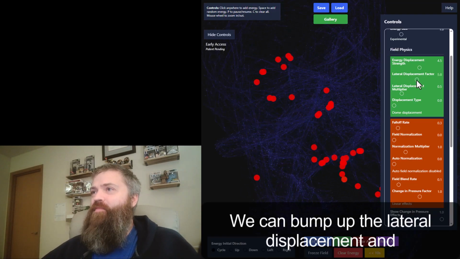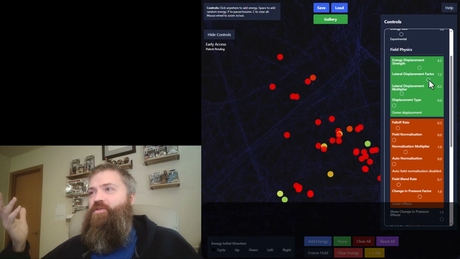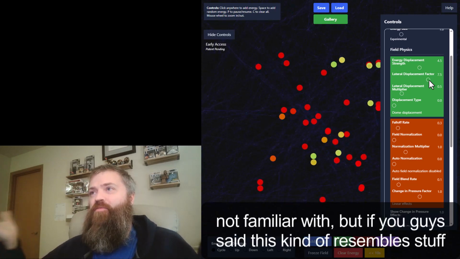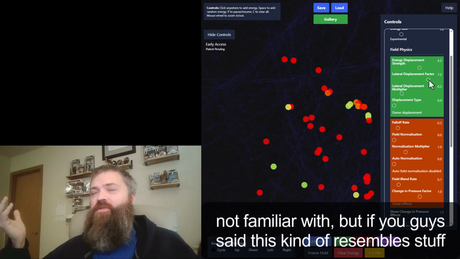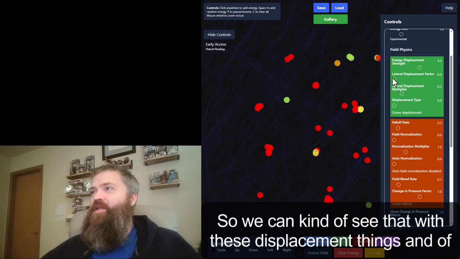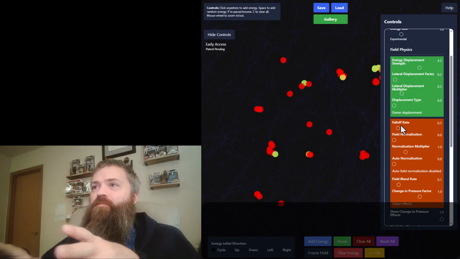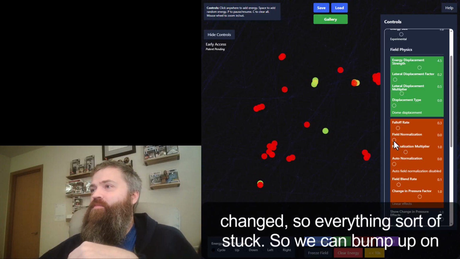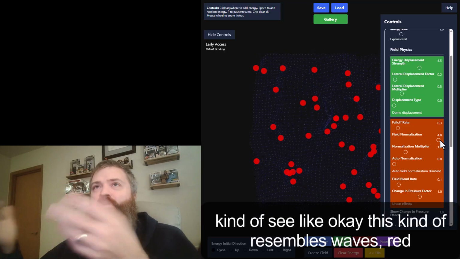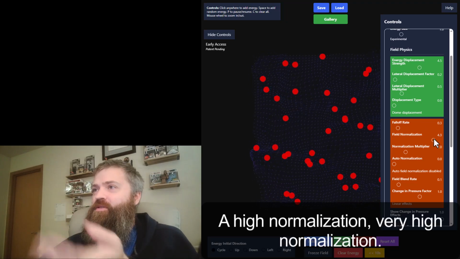We can bump up the lateral displacement, and you end up getting something else. What does that look like? It must be something that we're not familiar with, but if you said this resembles stuff at a quantum level, it would make a lot of sense. We can see that with these displacement settings, and of course the field has already changed, so everything's sort of stuck. So we can bump up our normalization again. You can see this kind of resembles waves, wave propagation, things like that. A very high normalization.